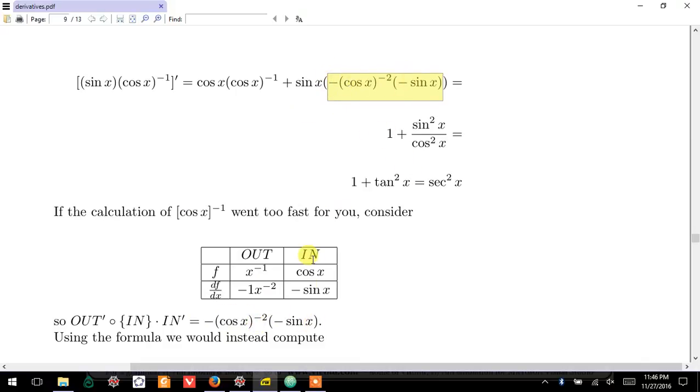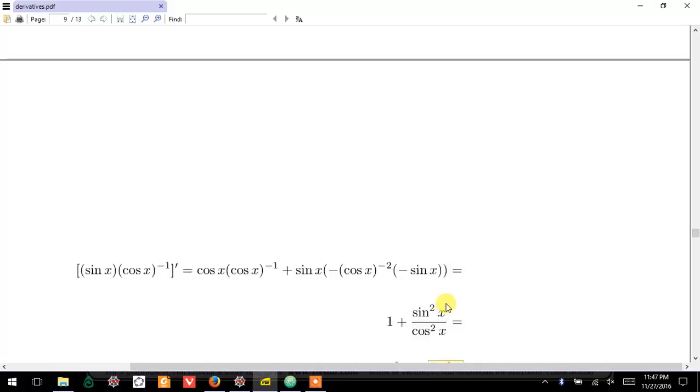And that's what I have transcribed up here. Now, if you do all your due diligence with algebra, you'll know that cosine over cosine is equal to 1, and this simplifies to sine squared over cosine squared, which is tangent squared. And a trig identity comes up yet again, 1 plus tangent squared is equal to secant squared. So that's the derivative of tangent. The derivative of tangent is secant squared.